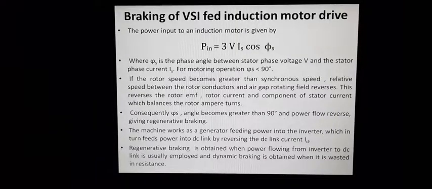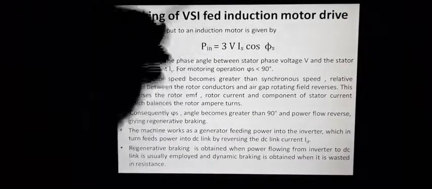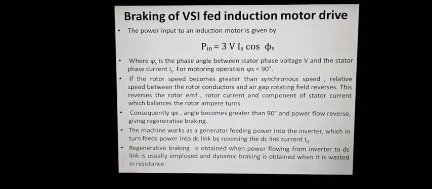the angle between V and IS will become greater than 90 degrees. If the angle between V and IS becomes greater than 90 degrees, then in this P input power, the polarity also gets reversed. The value of P input will become negative. So during motoring operation, the angle between V and IS will be less than 90 degrees, and during braking operation, it is greater than 90 degrees.